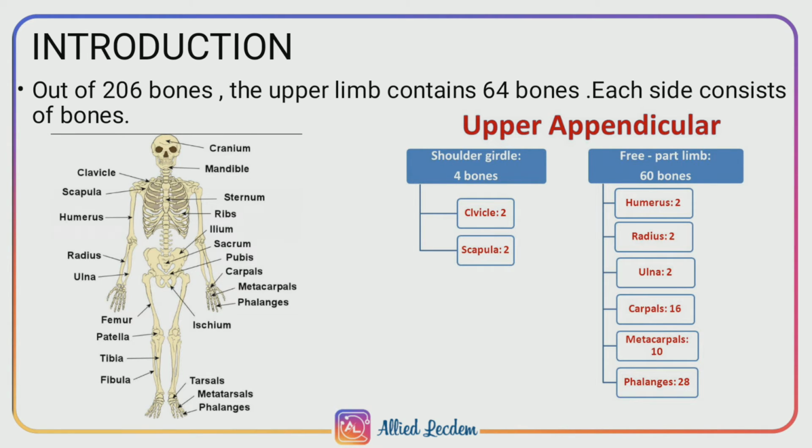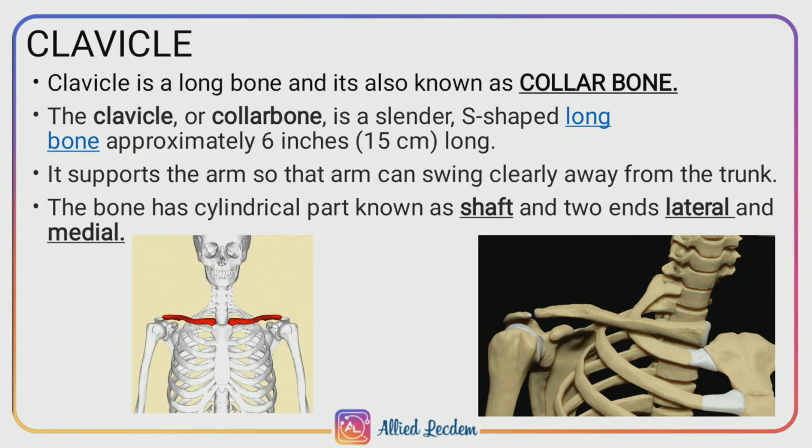Now we'll see what is clavicle. Clavicle is nothing but a long bone and is also known as collarbone. A clavicle is a slender S-shaped long bone of 6 inches long, and it supports the arm so that the arm can swing clearly away from the trunk. And the bone has a cylindrical part known as shaft and two ends, namely lateral and medial end. The clavicle transmits the weight of the limb to the sternum.